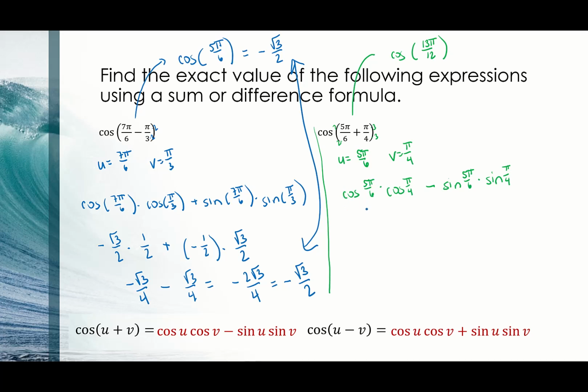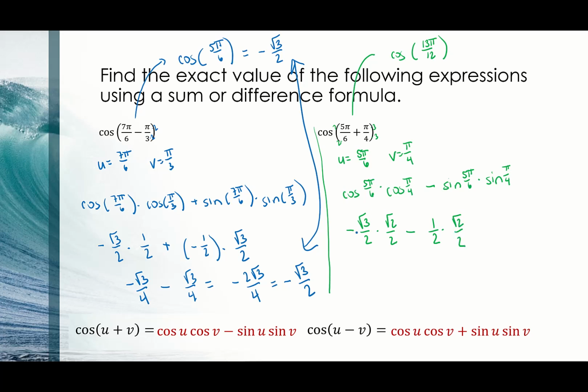Cosine of 5 pi over 6 terminates in quadrant 2, where cosine is negative. We're going to get negative root 3 over 2 times cosine of pi over 4, which is root 2 over 2. Minus sine of 5 pi over 6. Well, sine is positive in quadrant 2. So we get minus positive 1/2 times root 2 over 2.